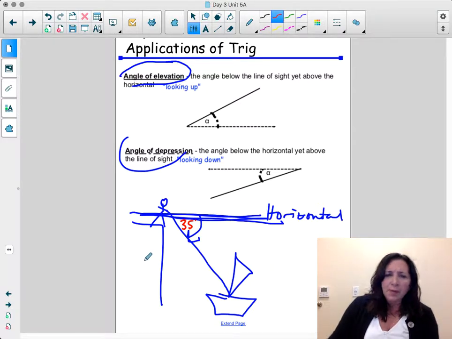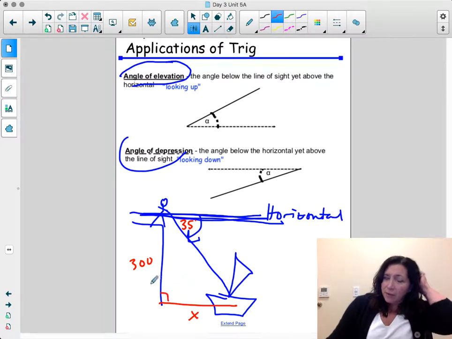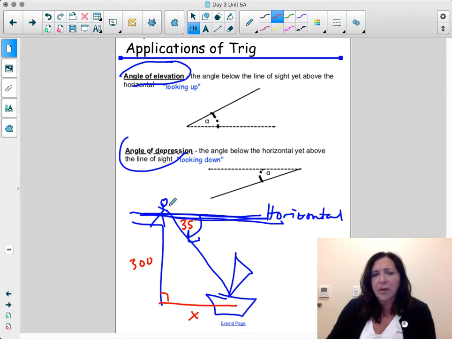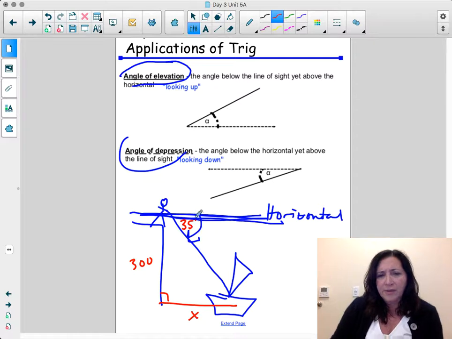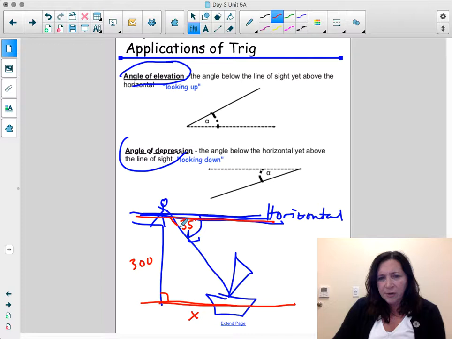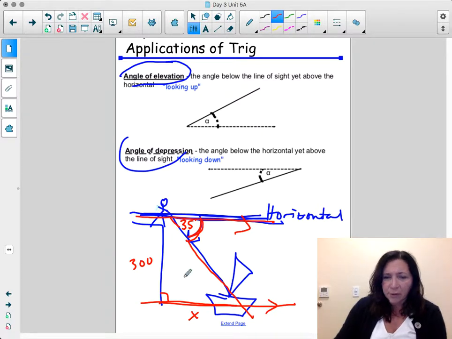They say you are up on the cliff at 300 meters. Okay, well, there you are. And how far from the boat are you? Or how far is the boat from the base of the cliff? Well, this 35 is actually not in my triangle. So what you need to remember is that this line here starts to act as my transversal. If this is 35, and horizontals are all parallel, of course, that makes this 35 degrees too.